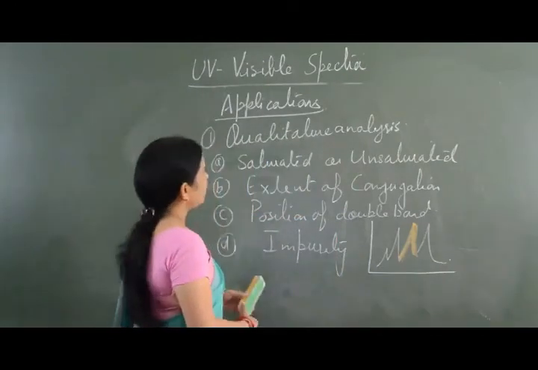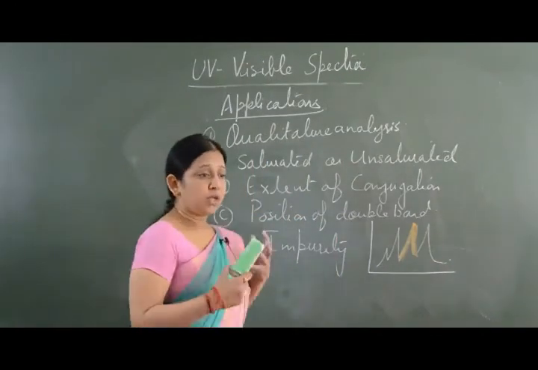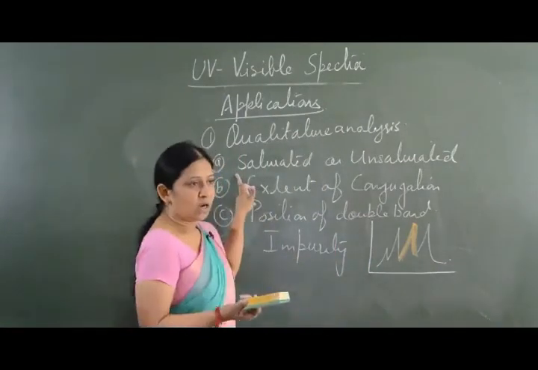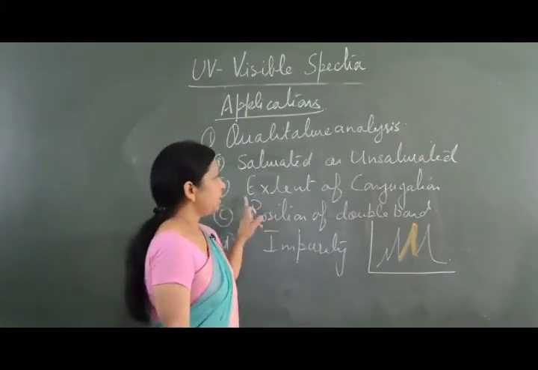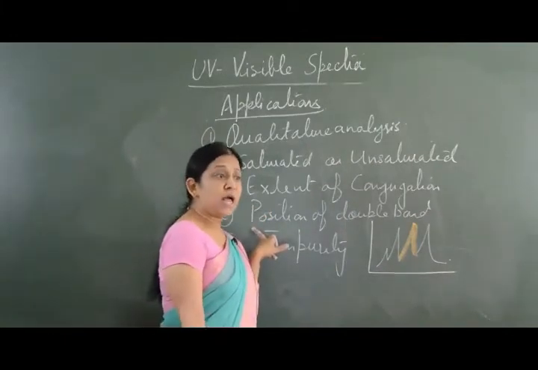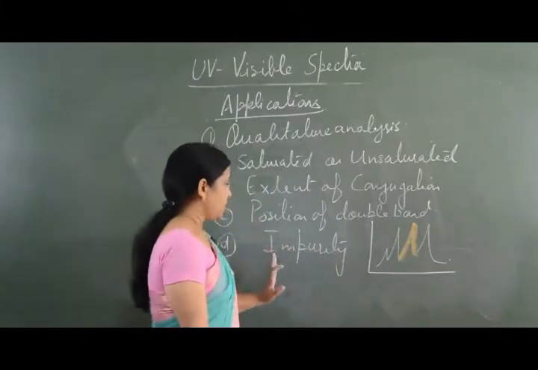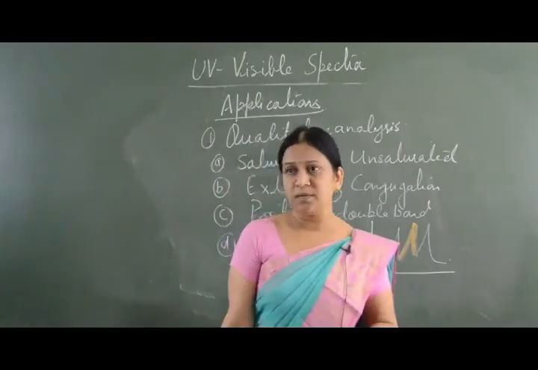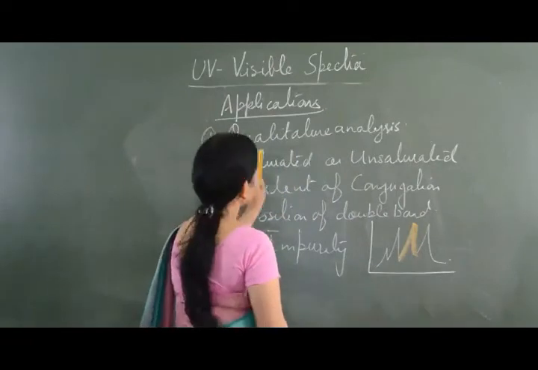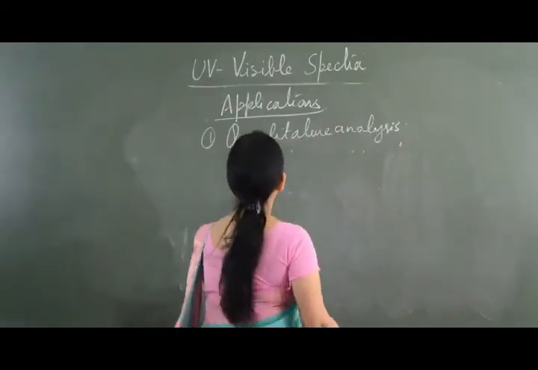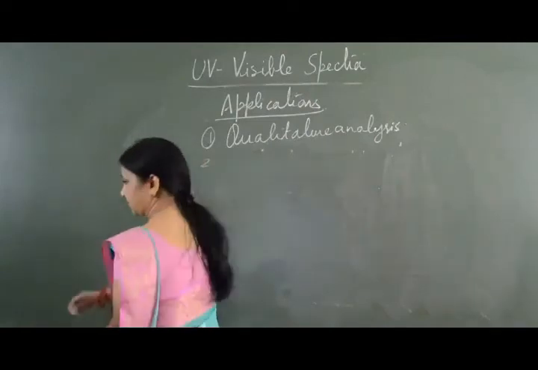So these are the qualitative analysis. We can find out the quality of the compound. First is whether the compound is saturated or unsaturated. The extent of conjugation can be determined. The position and number of double bonds can be determined. And the last, it can determine the impurity if present in the molecule. Next we have quantitative analysis.